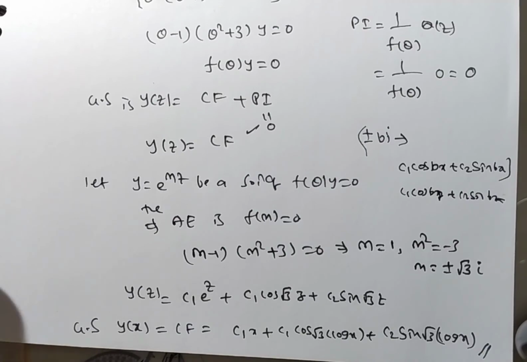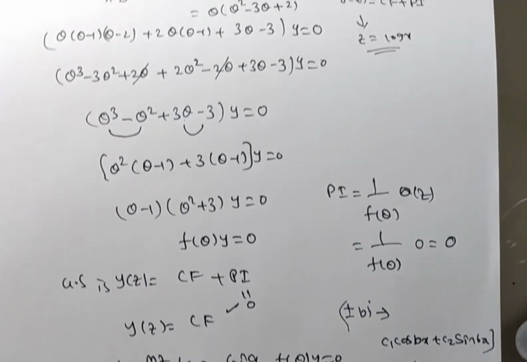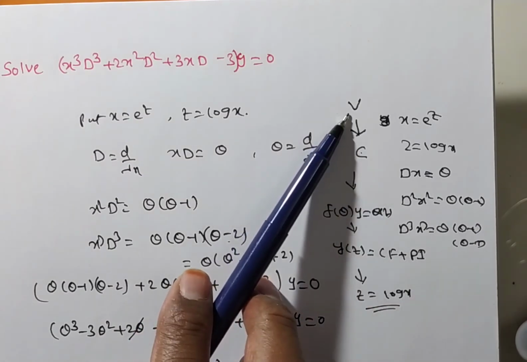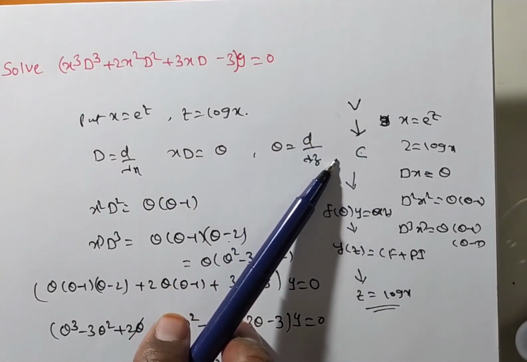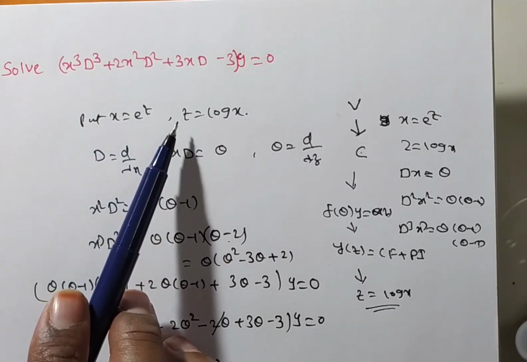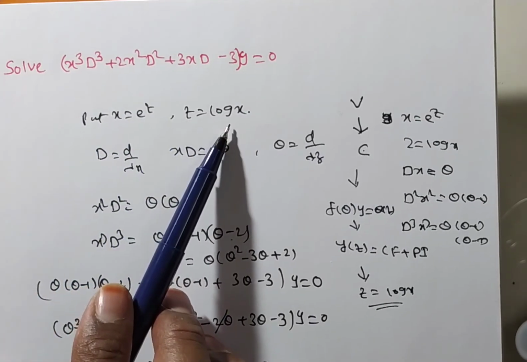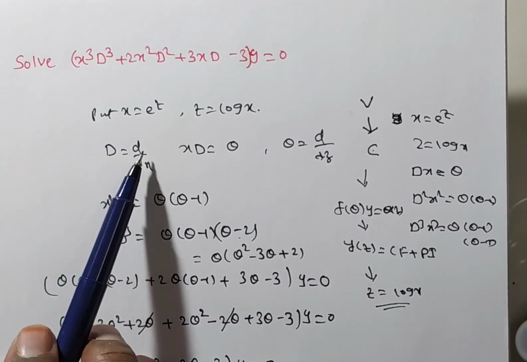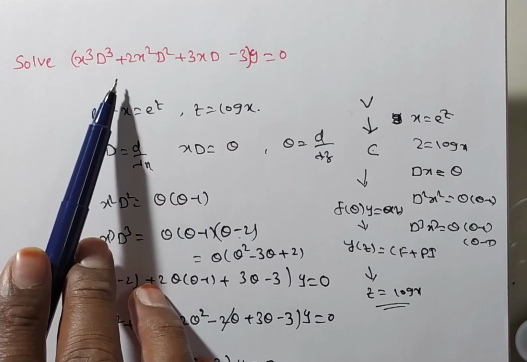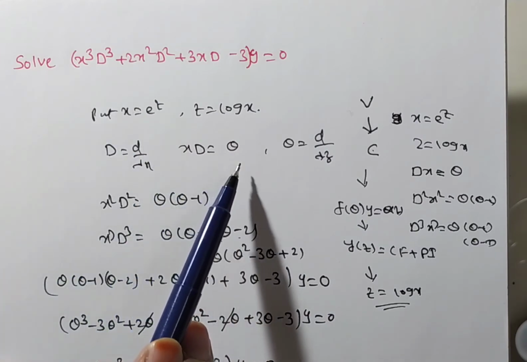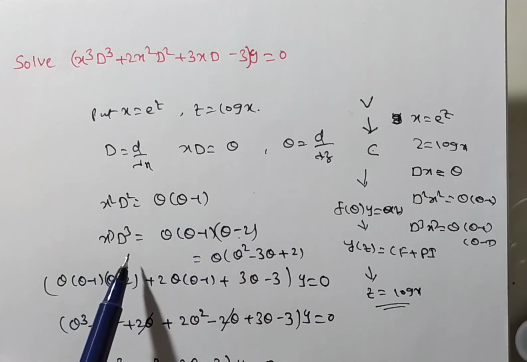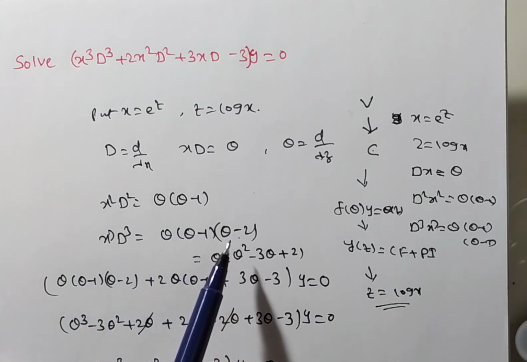So what to do to solve this problem? First, the given problem is in variable coefficients, and we have to convert it into constant coefficients. For that we substitute x is equal to e to the power of z, then z is equal to log x, and d by dx is differentiation with respect to x. Where we have xD, x square D square, x cube D cube, xD we write in terms of theta, x square D square as theta into theta minus 1, and x cube D cube as theta into theta minus 1 into theta minus 2.